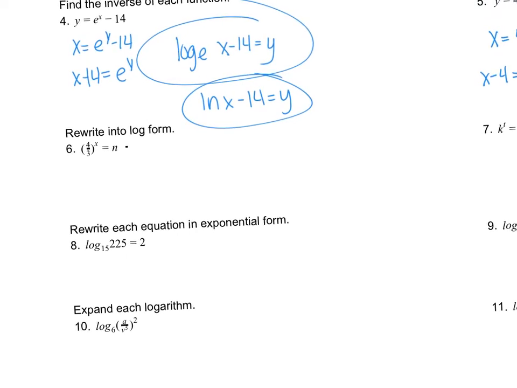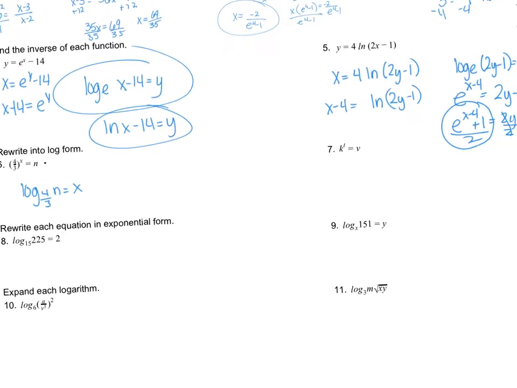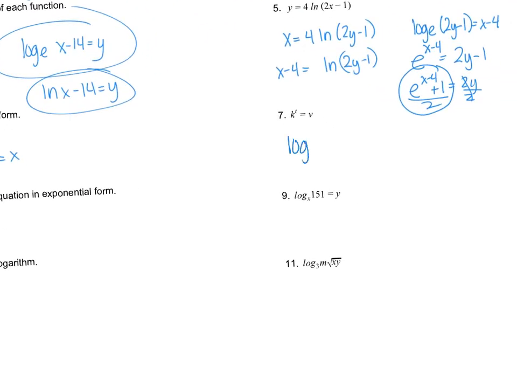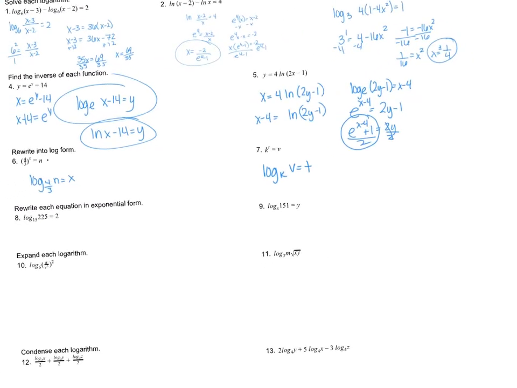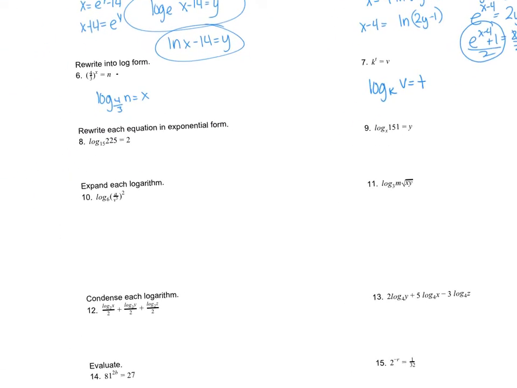Alright, rewrite in log form. Log base, answer equals exponent. Log base, answer equals exponent. 15 squared equals 225. X to the power of y equals 151.